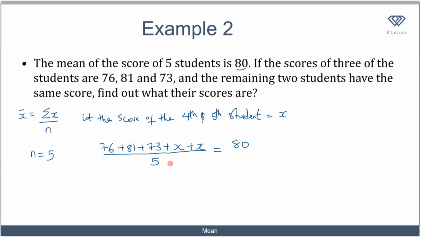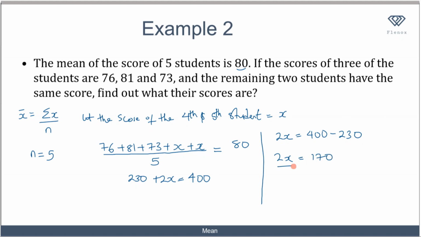So all we have to do is make x the subject of the formula. When you add all this together, you get 230, and x plus x gives plus 2x, is equal to, when you cross multiply, 80 times 5 gives us 400. So I can write that 2x is equal to 400 minus 230. So 2x will be equal to 170, and if I divide both sides by 2, I get my value of x to be equal to 85.